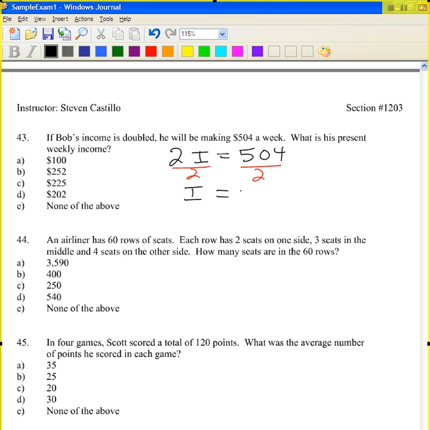So I is equal to, well, his income. 504 divided by 2 is 252. So his current weekly income is $252.